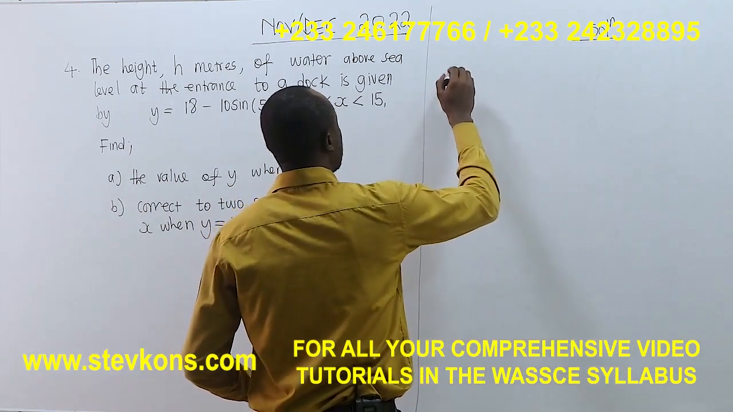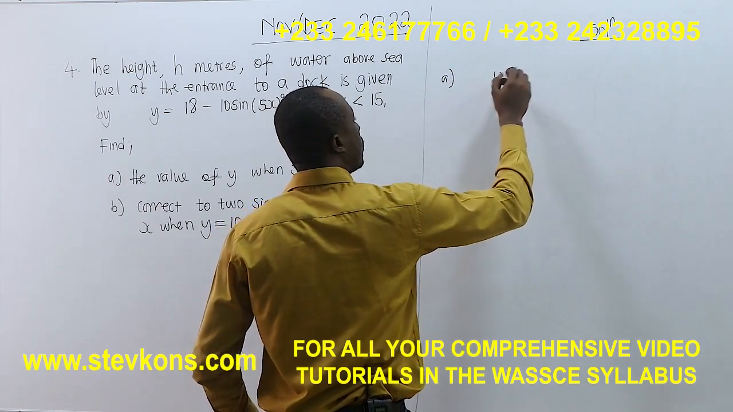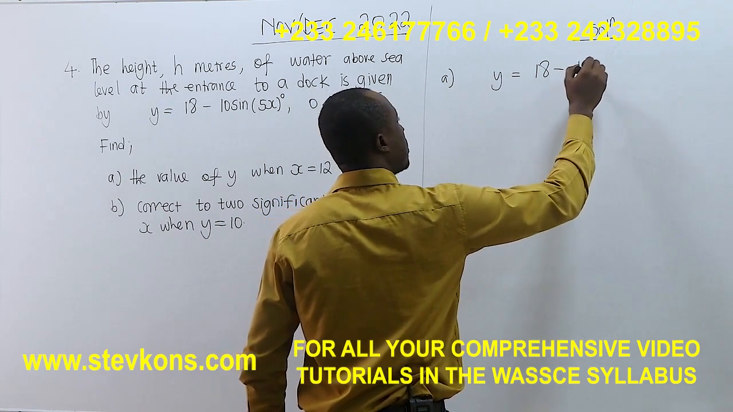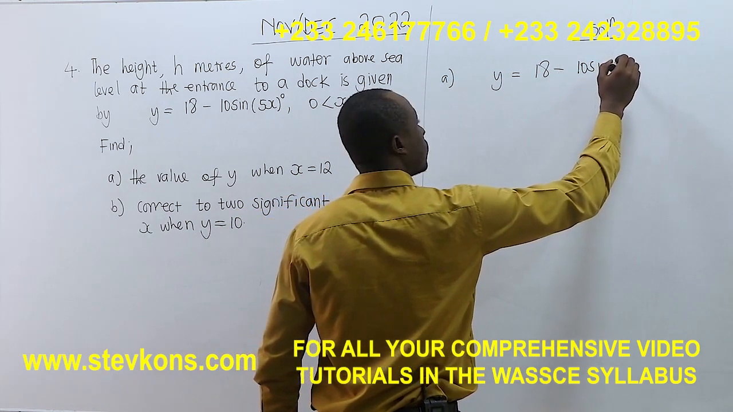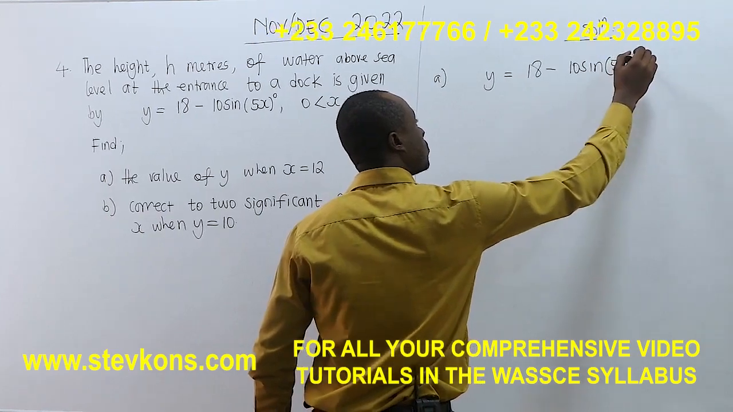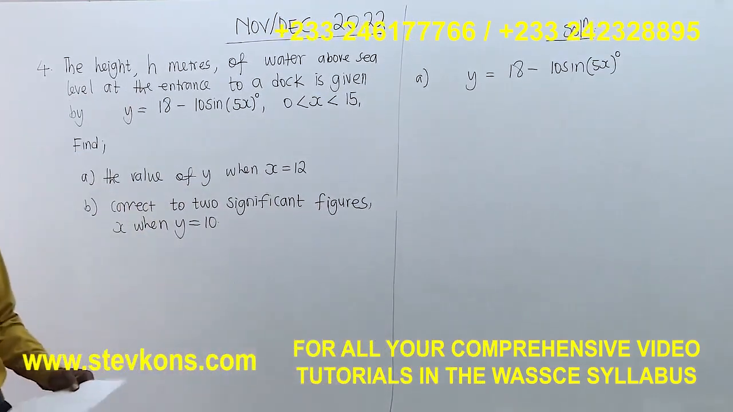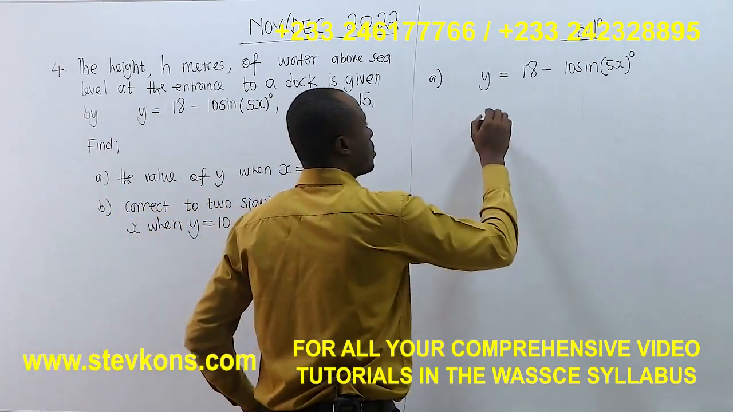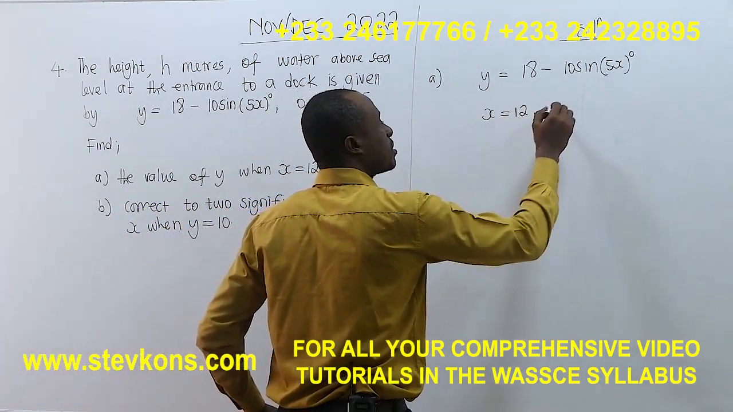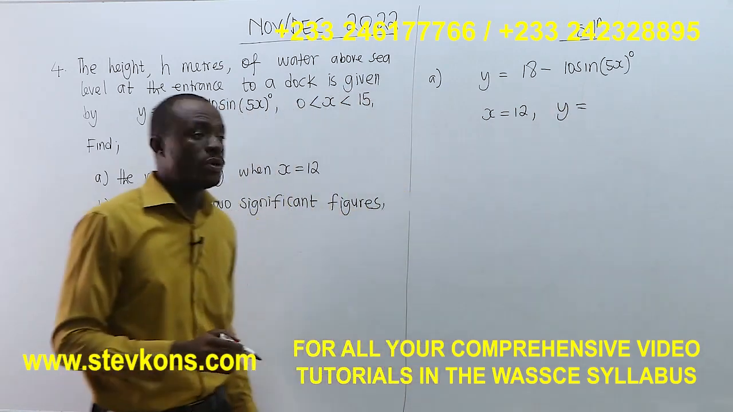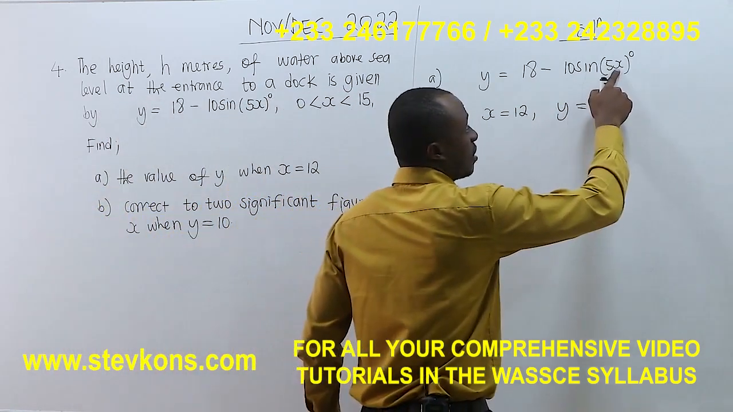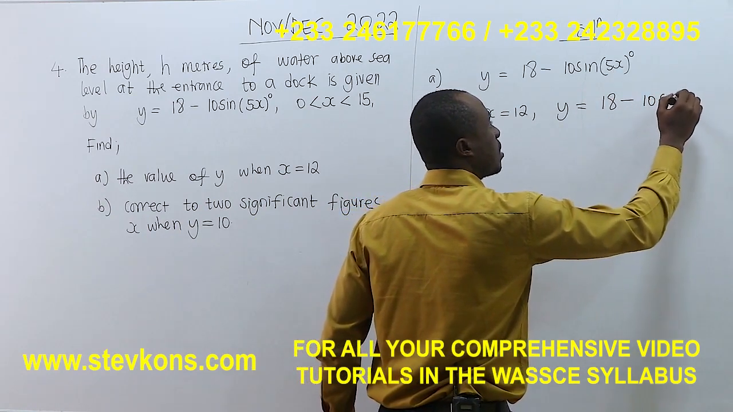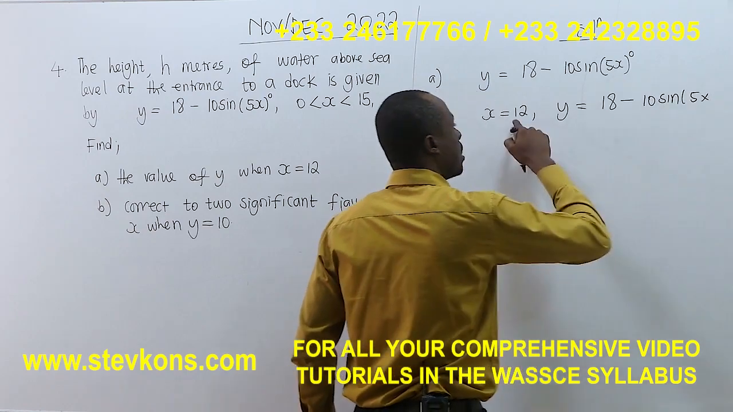So what do we have? We have y equal to 18 minus 10 sine 5x. This is what we have. So we want to find the value of y when x is what? 12. So when x is equal to 12, what is our y? This is very simple. Wherever you see the x, you substitute 12. We have 18 minus 10 sine 5 times, what is x? x is 12.